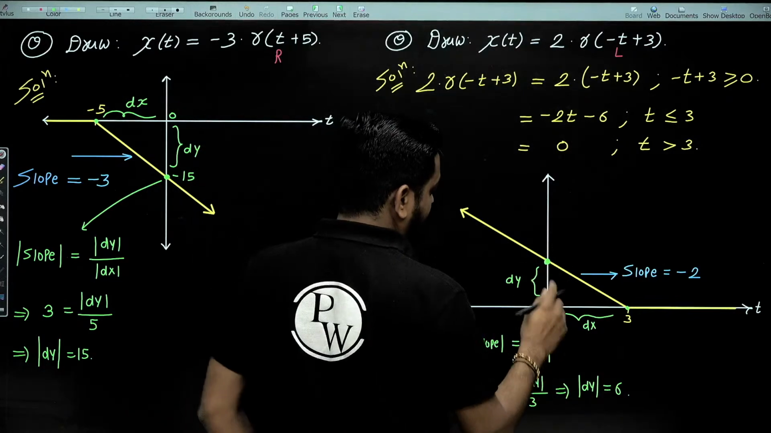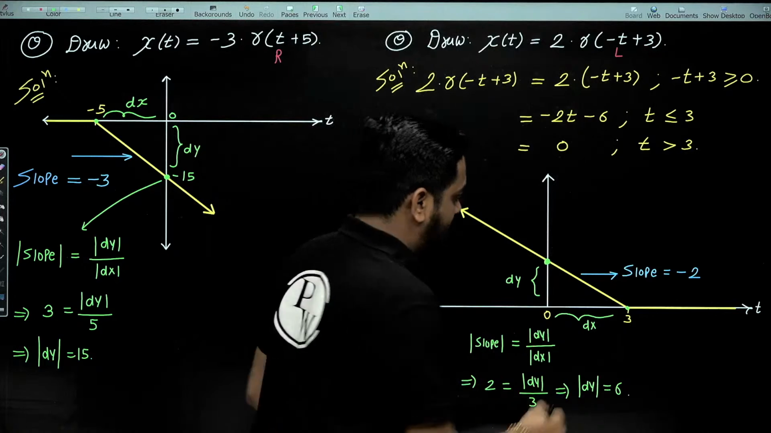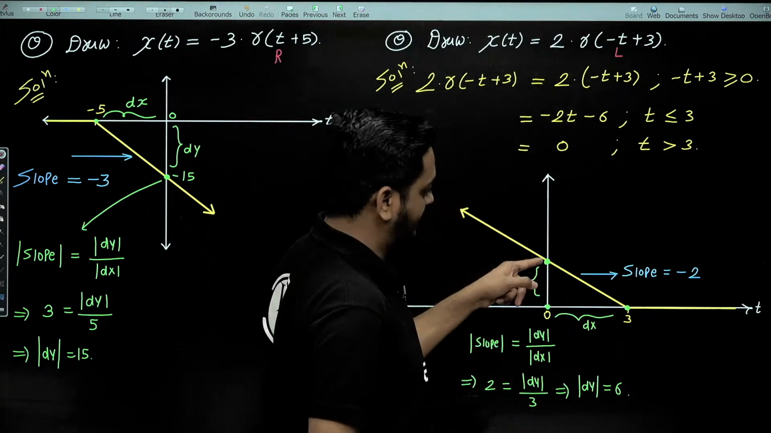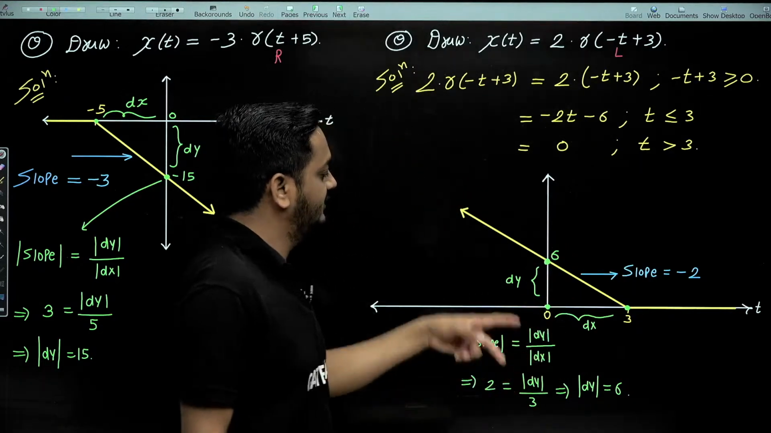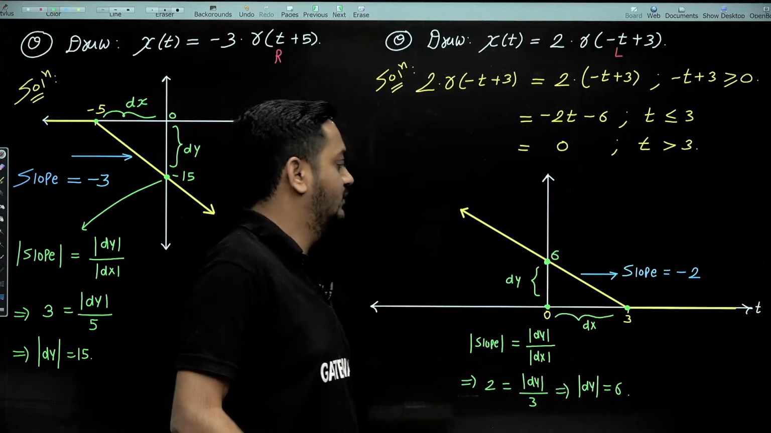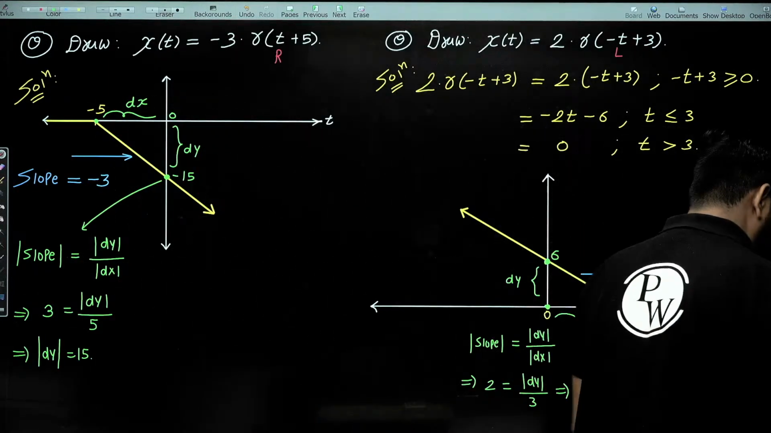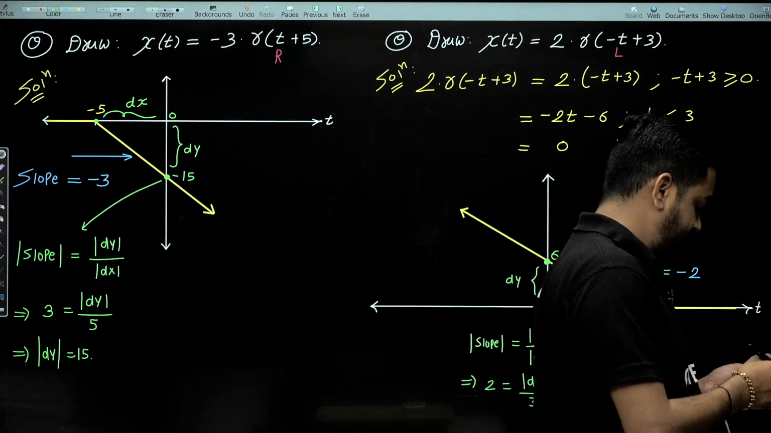So the total distance is 6, and here this is 0. The total is 6, and here the amplitude is positive, that's why the amplitude is plus 6. Now you can check 6 and 3, and the slope is minus 2. Got it? Any doubt in this? This is a very important shortcut, guys.